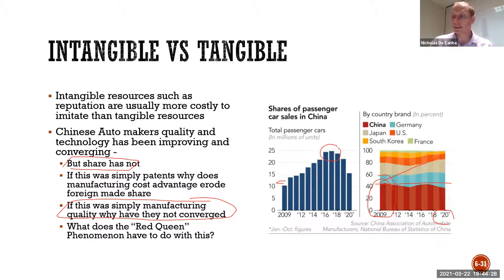And it also tells you that if it's simply about patents, then the manufacturing cost advantage should also disappear as patents move on, right? It's not particularly difficult, and it even wasn't in 2009, to copy a Toyota Hilux. And so this is important just to recognize this philosophical problem of the Red Queen. The Red Queen problem is just a simple concept that goes, you need to run faster and faster to stay in the same place.